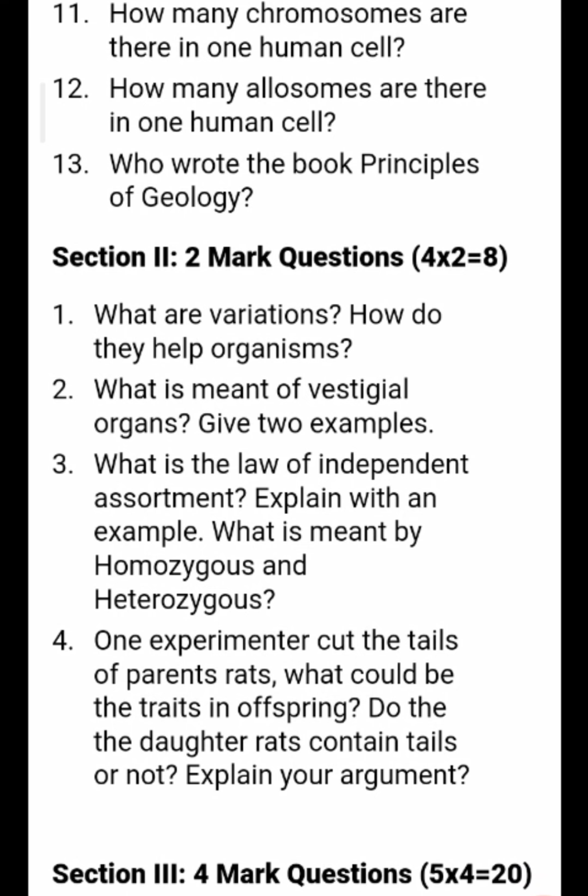How do they help organisms? What is meant by vestigial organs? Give 2 examples. Next, what is the law of independent assortment? Explain with an example. What is meant by homozygous and heterozygous?